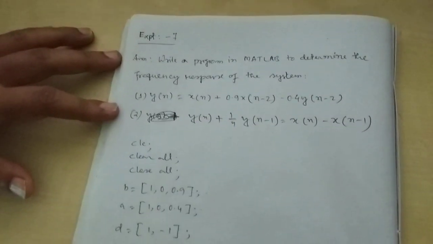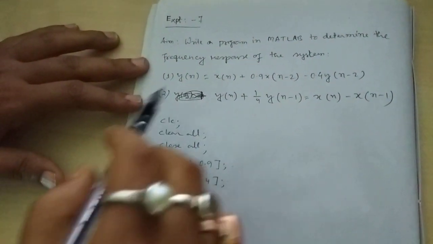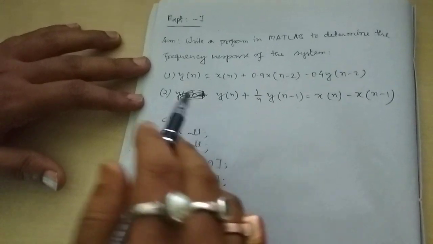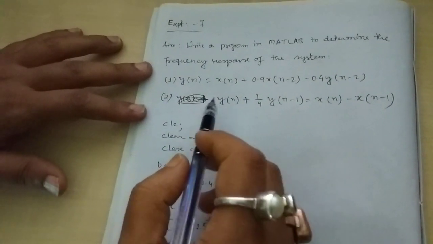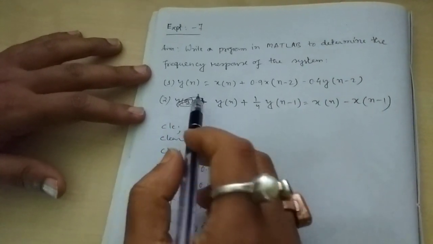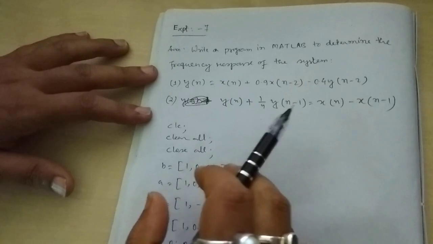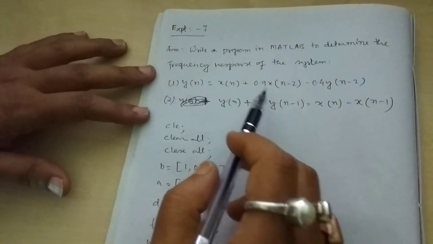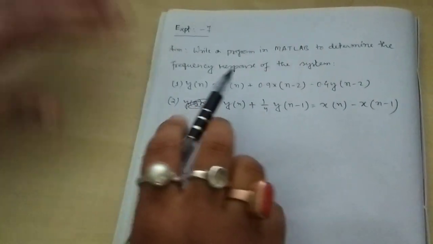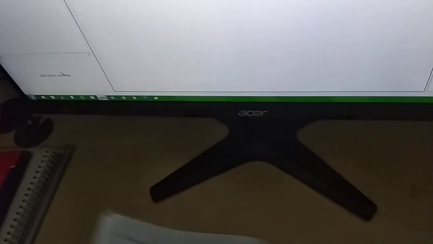So for finding the frequency response of both the systems, you first calculate it yourself theoretically, finding the value of frequency response, and then you find the magnitude and phase response of both the systems. Now I will show you how to solve theoretically first for one system.